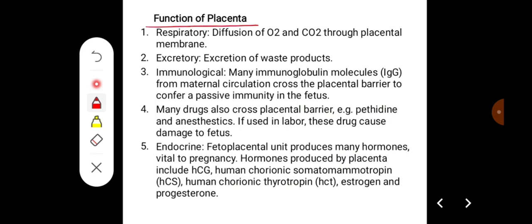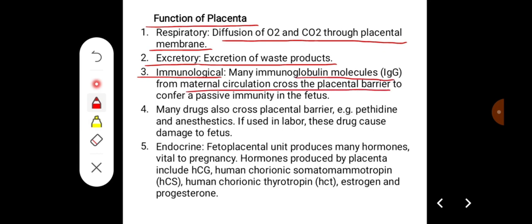Some of the functions of placenta. They have a respiratory function, that is diffusion of oxygen and carbon dioxide through the placental membrane occurs. They have an excretory function, that is it helps in the excretion of the waste products. They have immunological functions. Many immunoglobulin molecules, IgG, from maternal circulation cross placental barrier to confer a passive immunity in the fetus. And many drugs also cross placental barrier, for example pethidine and anesthetics. If used in labor, these drugs cause damage to the fetus.